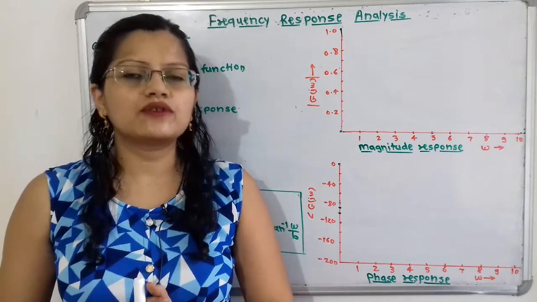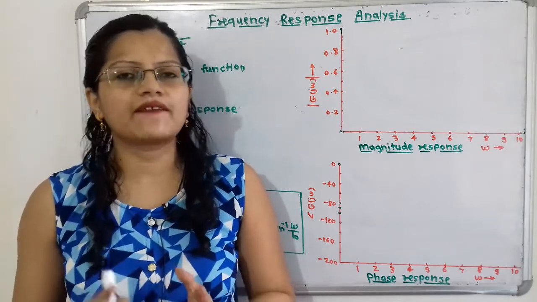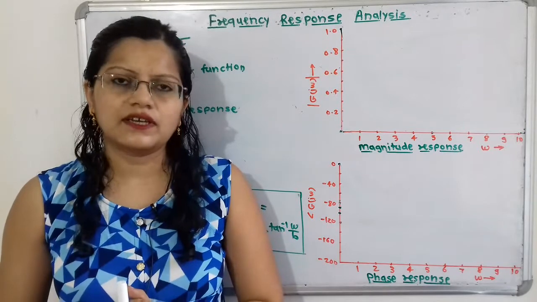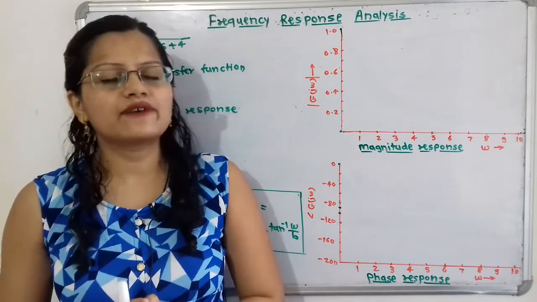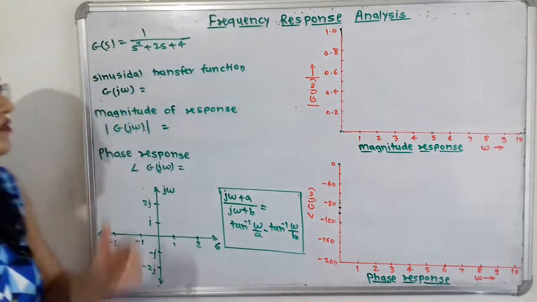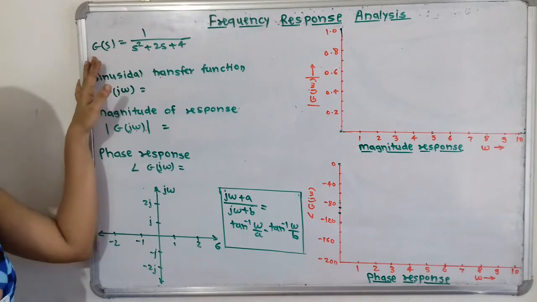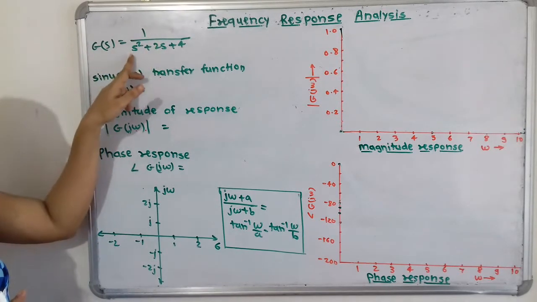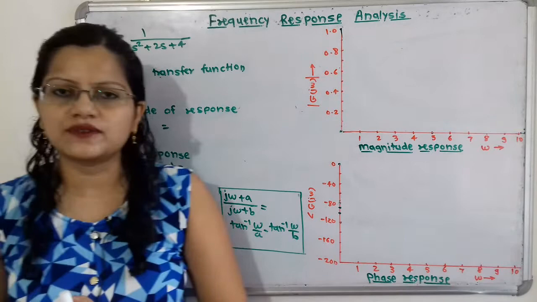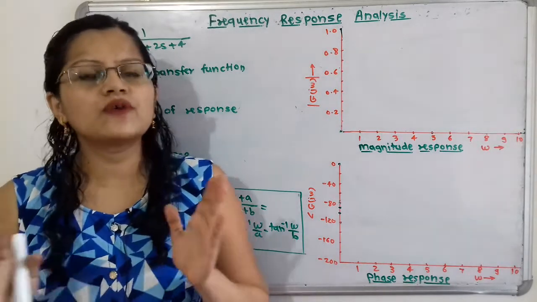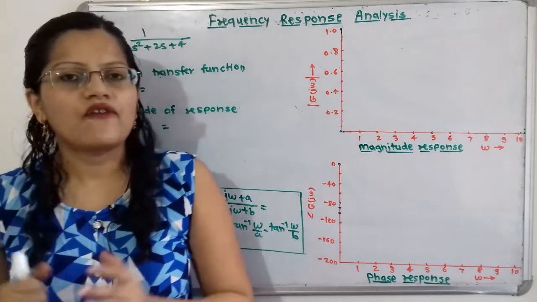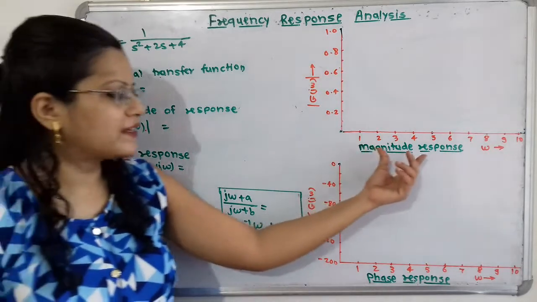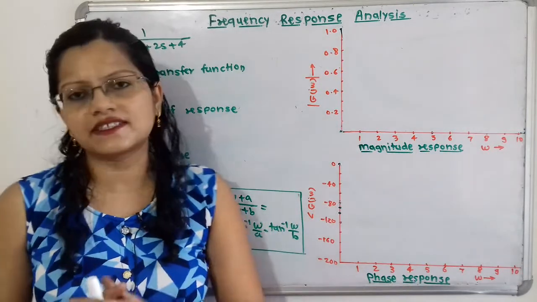Today we are going to solve a problem on frequency response analysis. In this video, we have to draw the frequency response for a given system G of s is equal to 1 divided by s square plus 2s plus 4. So how to plot the frequency response? For that we have to plot the magnitude response as well as phase response.